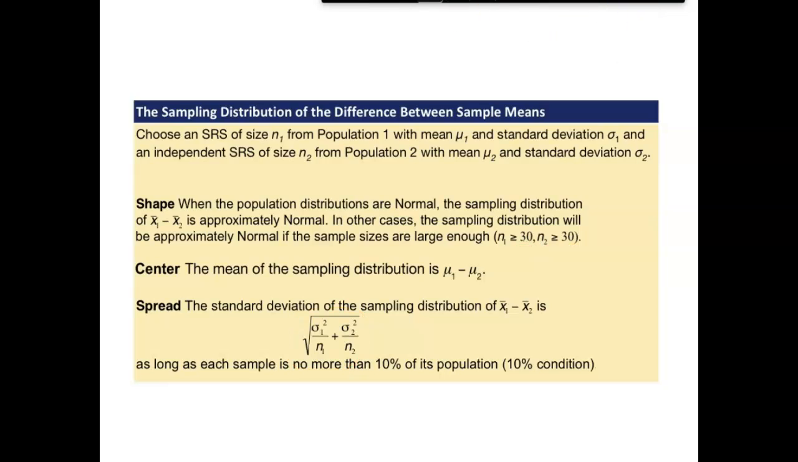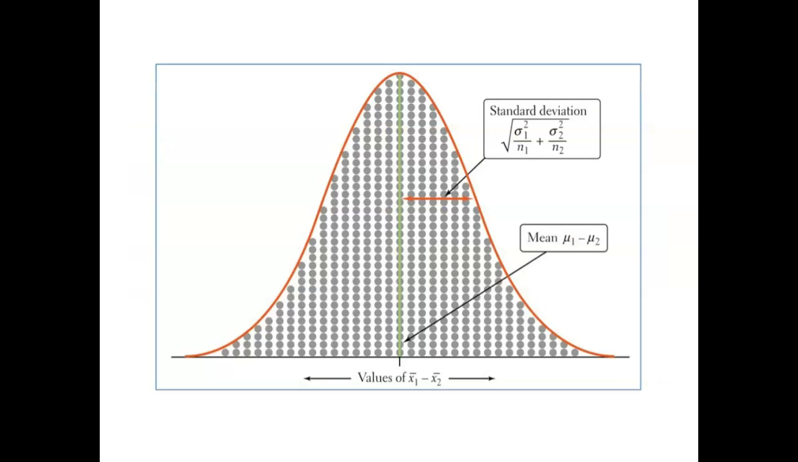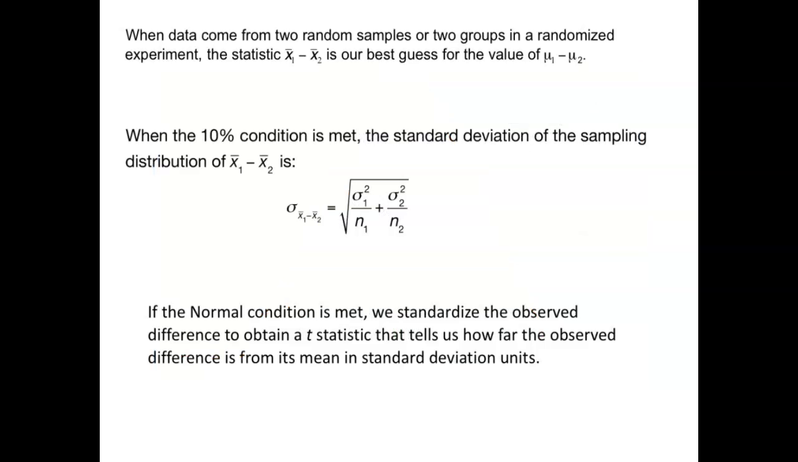All right, I'll pause here so that I don't rush you. So there's your visual when we're looking at the sampling distribution of the difference in sample means. All right, so what does that actually look like?